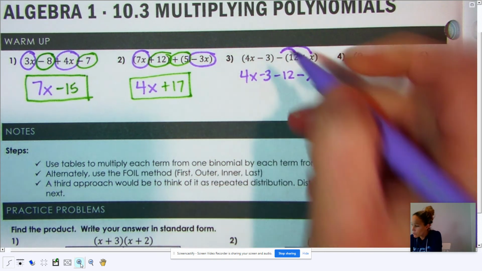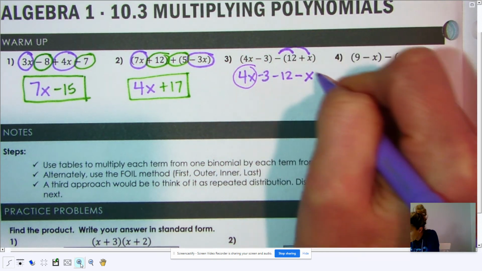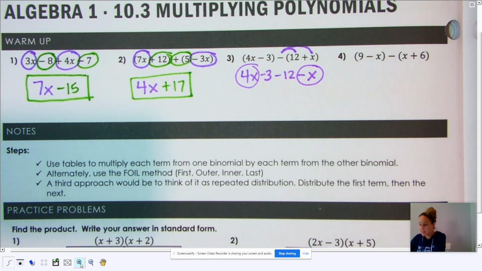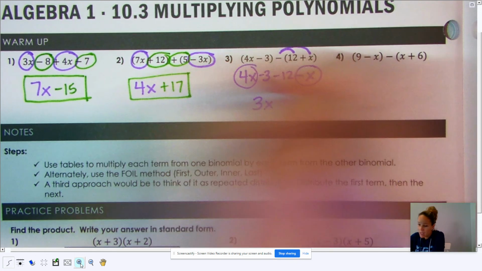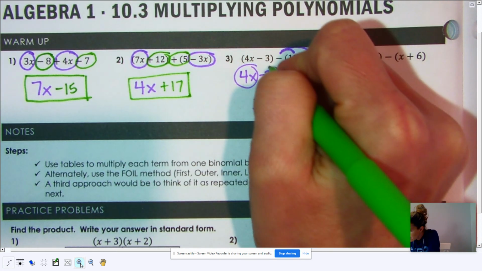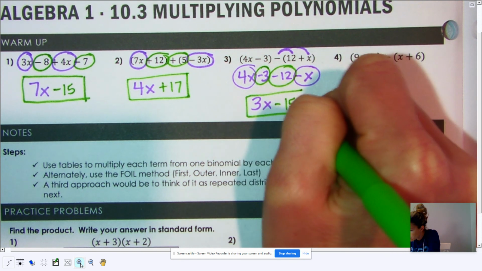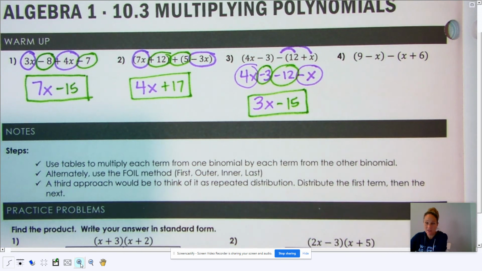Now we can go through and say, okay, I'm going to put the 4x and the take away x together. So 4 x's, take away one of the x's, leaves me with 3 x's. And then if I have 3 negatives and 12 negatives, that gives me 15 negatives altogether. So 3x minus 15 is the answer to that one.